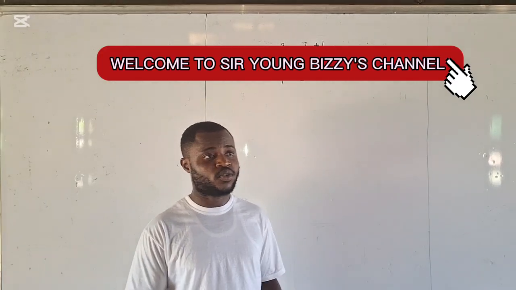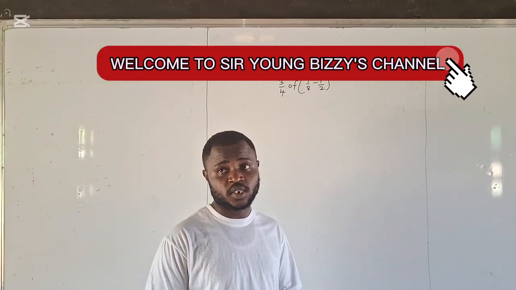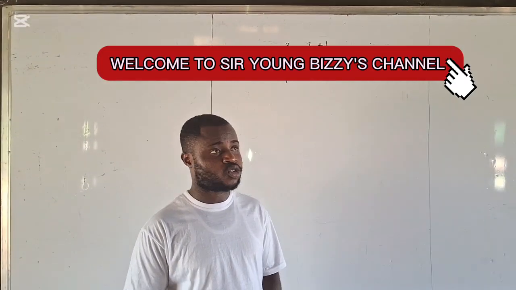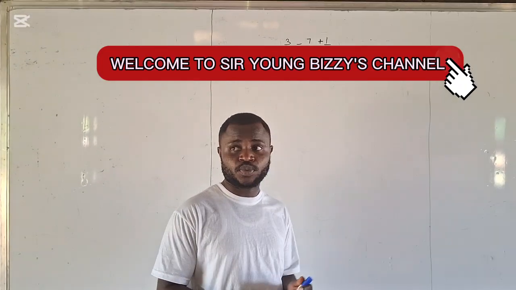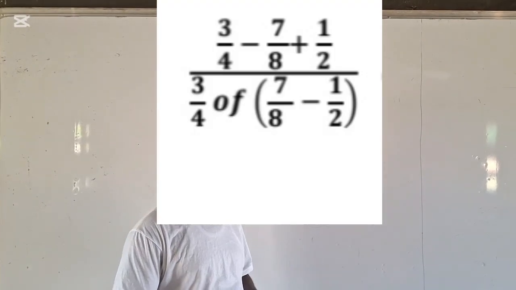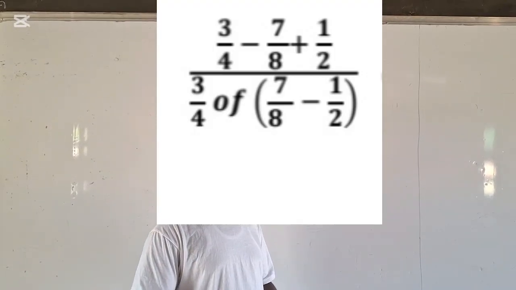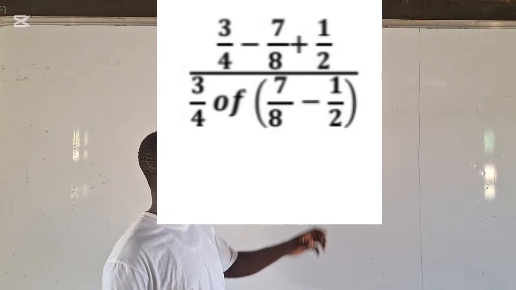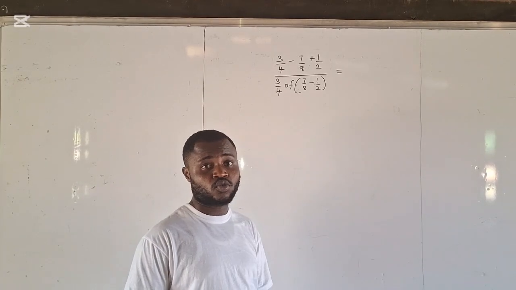As promised in my previous lesson, today we are going to have a complete question on Bodmas, Pedmas and standard form as well. As the question has been posted on the screen, you have to simplify 3 on 4 minus 7 on 8 plus 1 on 2 all over 3 on 4 of bracket open 7 on 8 minus 1 on 2 bracket close.